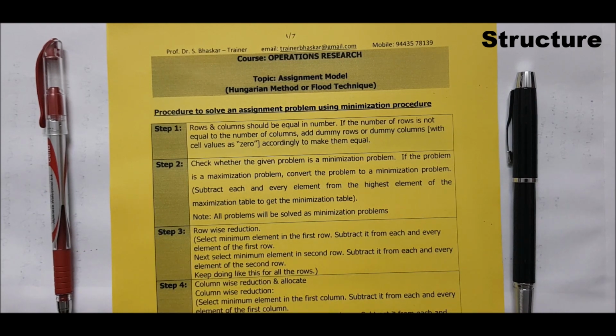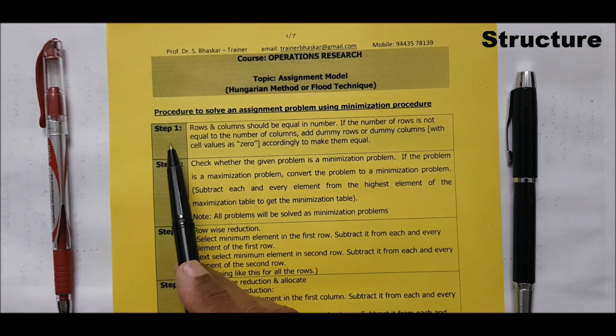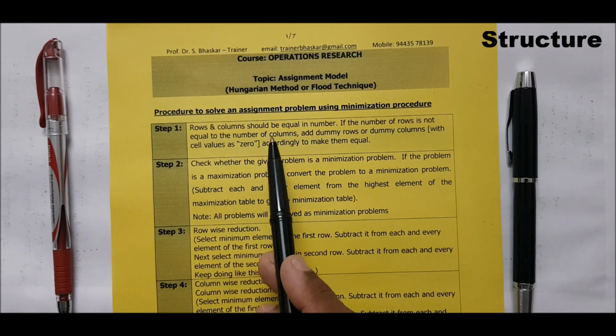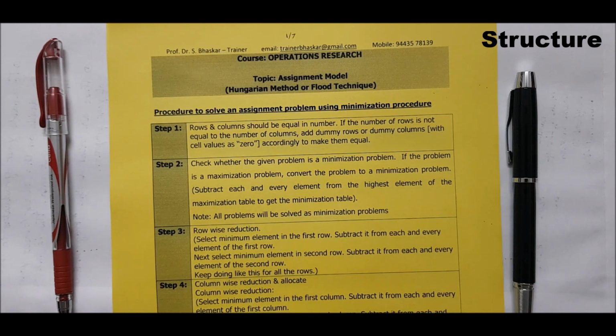So, in this assignment model problem, the first step is to check the rows and columns. The rows and columns should be equal. If they are not equal, what has to be done? That is the first step. Second step, we have to check whether the given problem is a minimization problem. If it is a minimization problem, we can go to step 3. If it is a maximization problem, you have to convert it into a minimization problem and then go to step 3. That is the structure, and those are the steps to be followed.